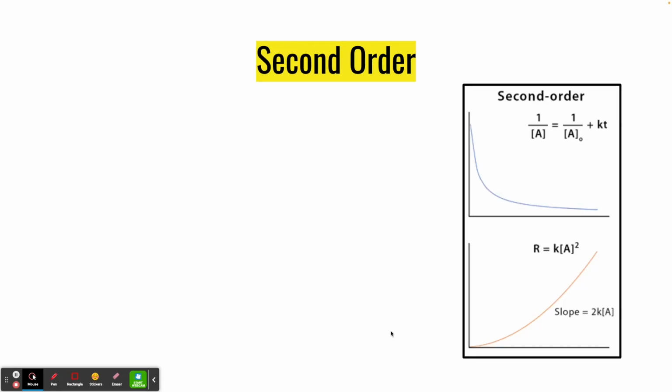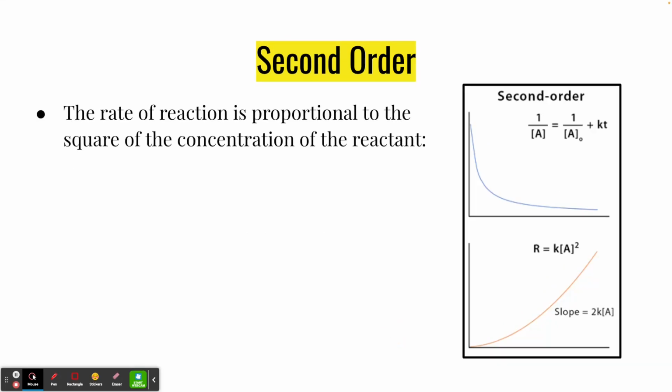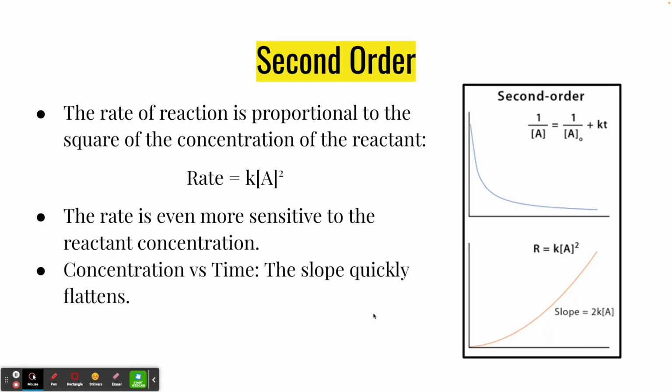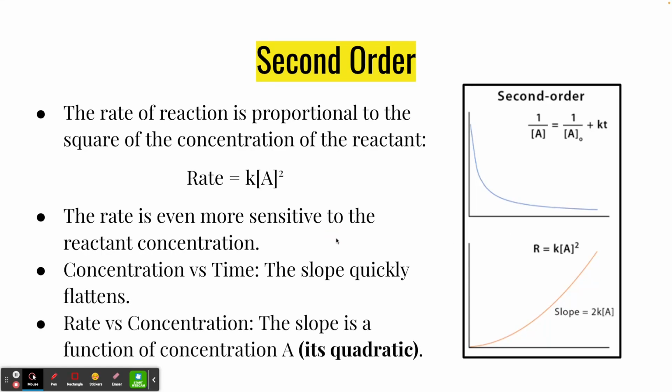Okay. Second order reactions, the rate is proportional to the square of the concentration of the reactant. So in this case, the rate would equal the rate constant k times the concentration of A raised to the second power. So the rate is even more sensitive to the reactant concentration. If you guys are looking at the concentration versus time graph, that slope quickly flattens. When we look at the rate versus concentration, the rate is a function of the concentration of A squared, which is simply a fancy way of saying that it's quadratic, right?